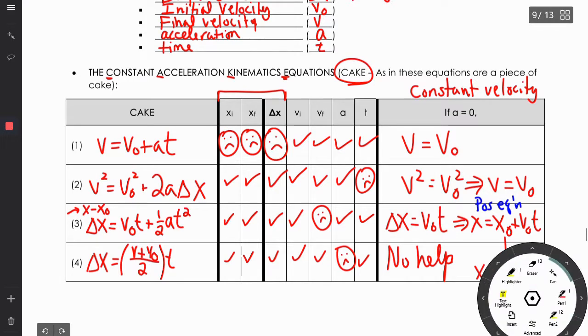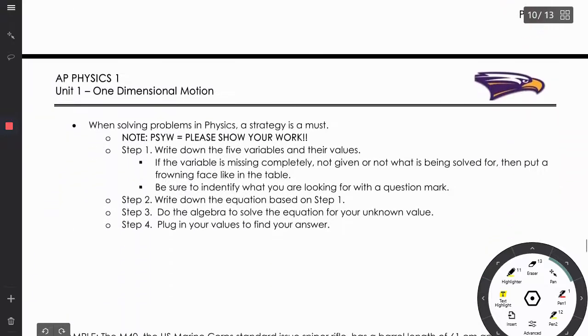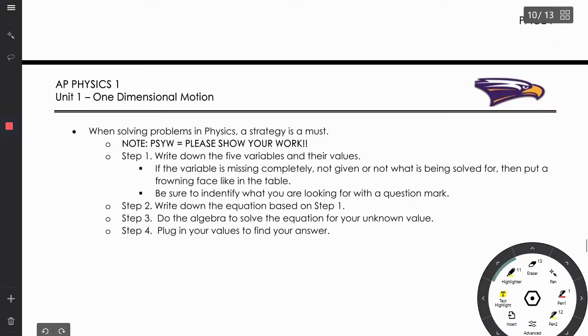Okay, and so now let's look at the strategy. I will highlight just some key things here. When doing the AP test, this first bullet point here is the important one, right? The AP test is a game. You're trying to accumulate points to get into the score that you want, right? And where do your points come from when you do the free response section? It's your work, okay? So your first step, you're going to write down the variables and their values.